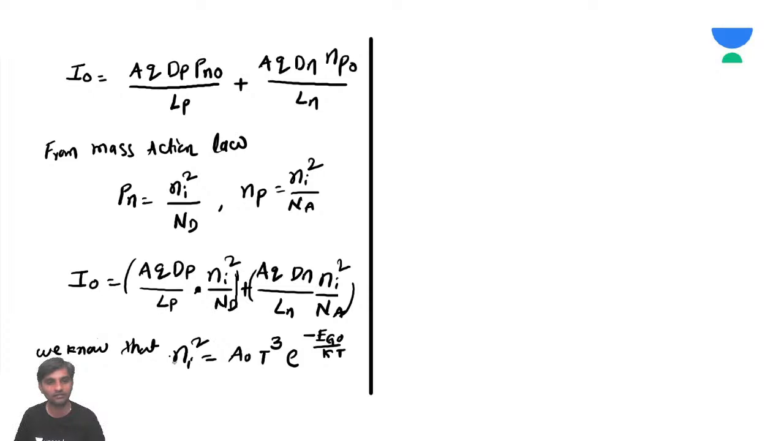What will you get again here? I'll simply write here: I naught is equal to A Q Dp by Lp into Nd plus A Q Dn by Ln into Na.